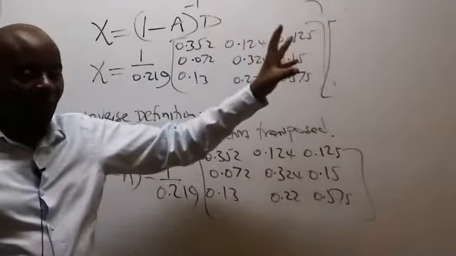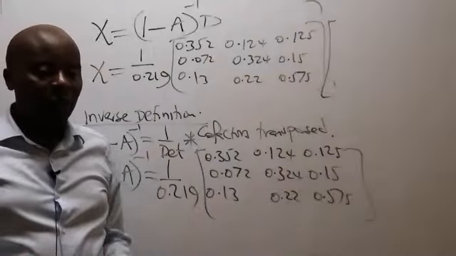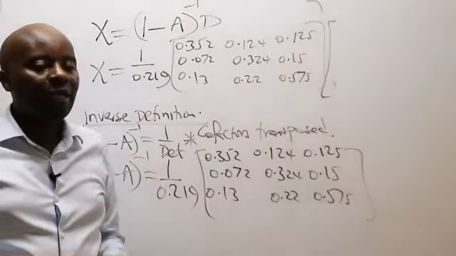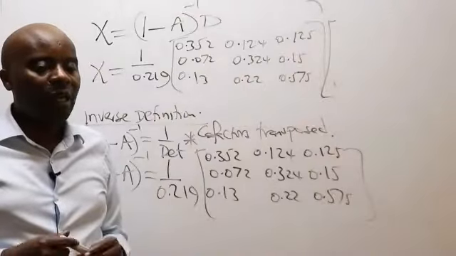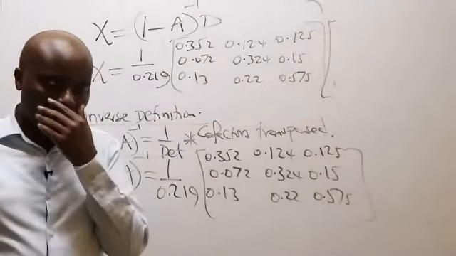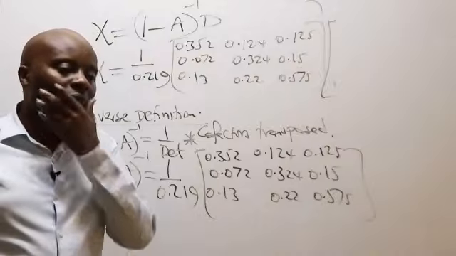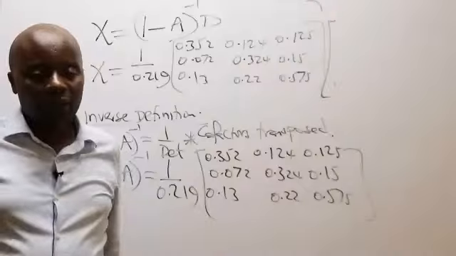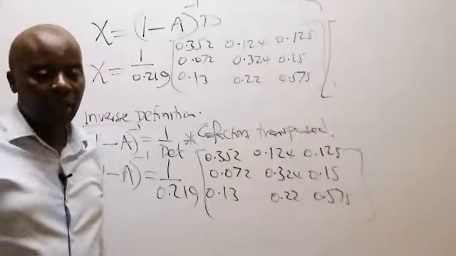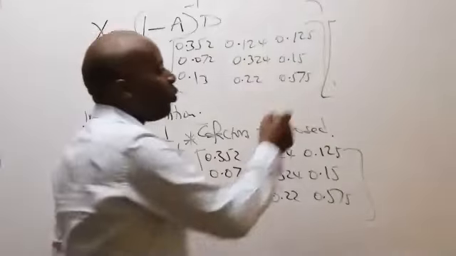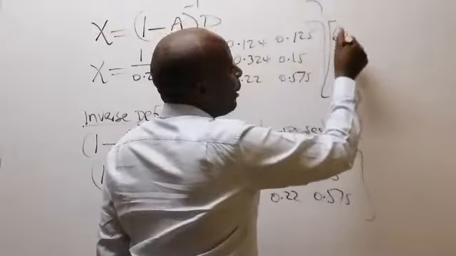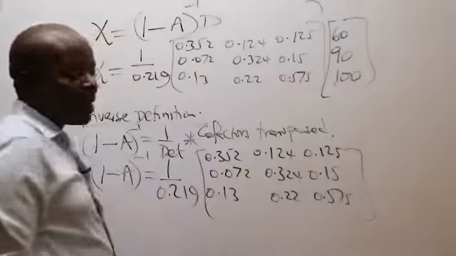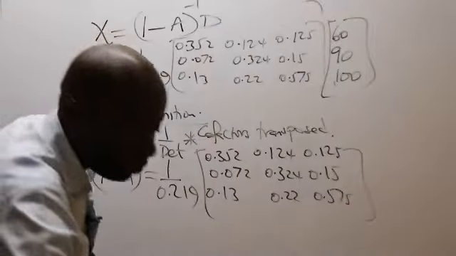The final demand, we call it the final demand. So matrix D, is there somebody who has those figures who can remind us very fast the figures we put down? Thank you very much. 60, 90, 100. But remember, they have to be captured in the form of what here? In the form of a column. They must be captured in the form of a column.